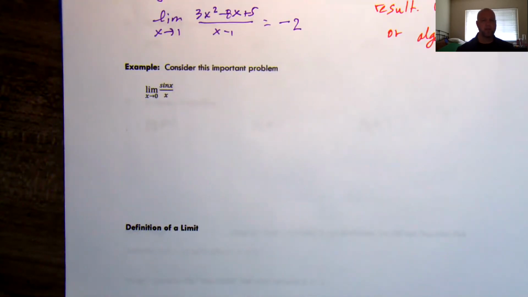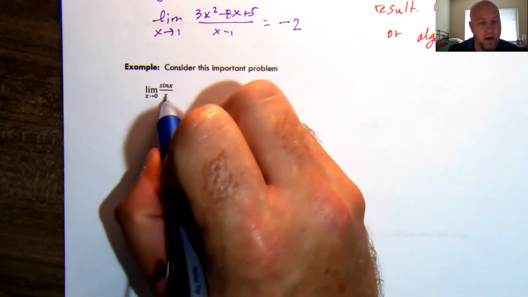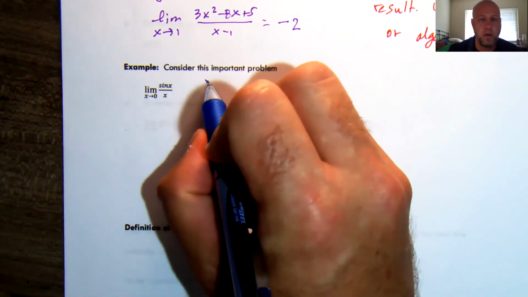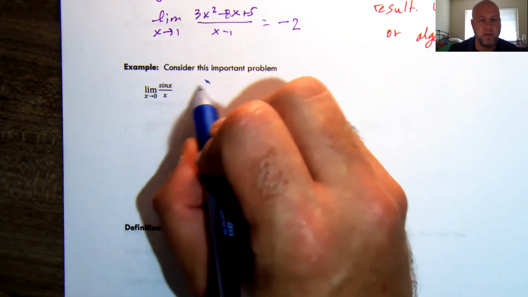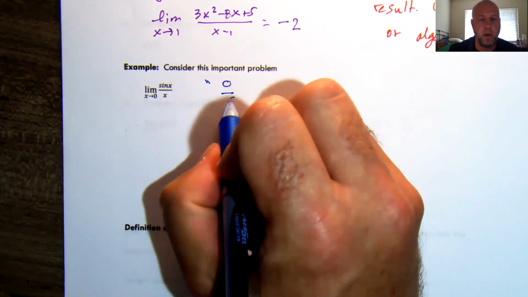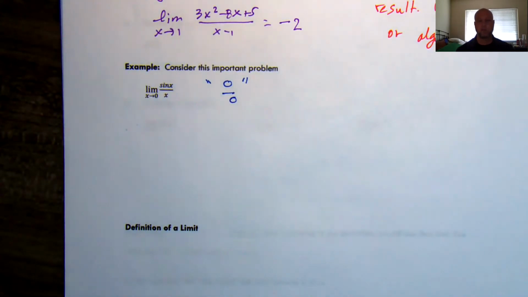All right, here we have an important problem for trigonometry. This is a difficult problem to do algebraically, but we can certainly rely on the graph. If we try plugging in our value, which is basically going to be our first step regardless, the sine of 0 is equal to 0, and the denominator will also be equal to 0. So we're back to a case that we don't have an answer for with the direct substitution rule.